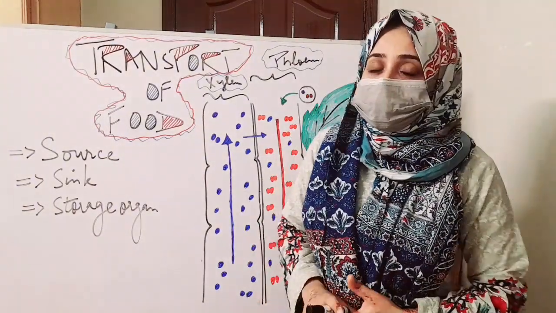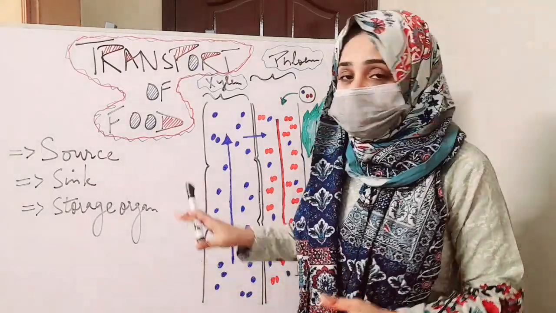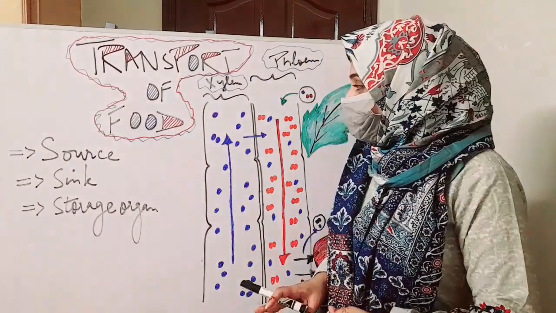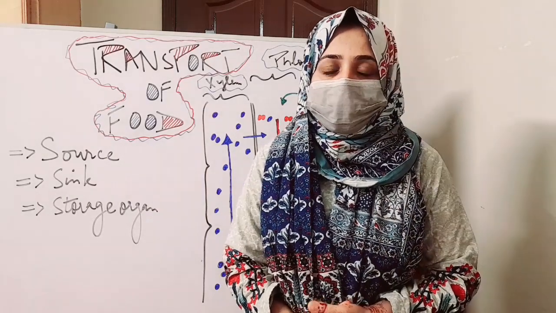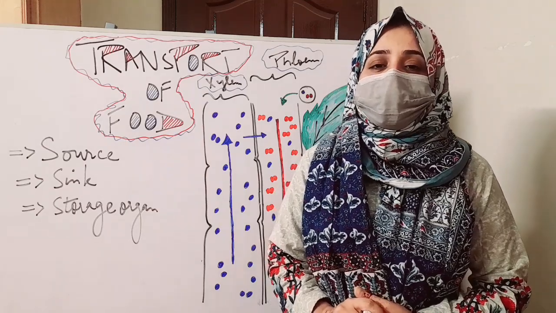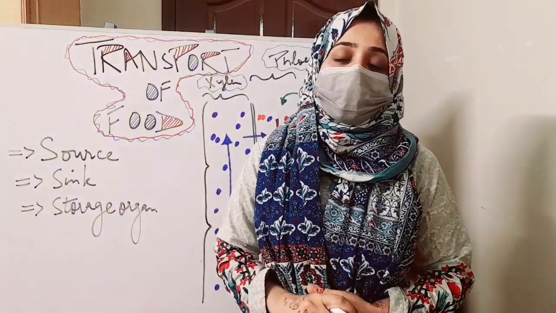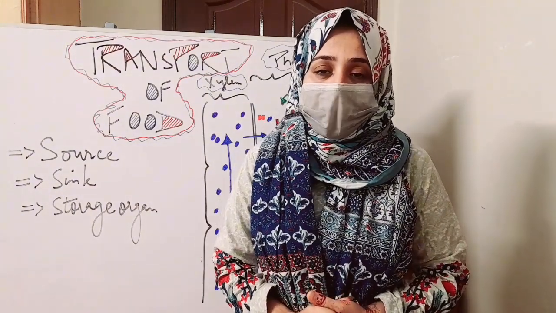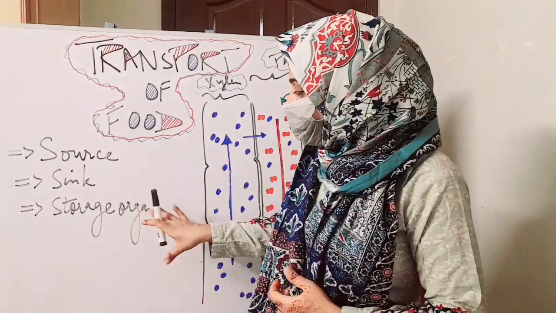So in order to understand this hypothesis or this mechanism, it's necessary to understand certain terms that are source, sink and storage organ. So let me start with the source. So source is that specific organ where photosynthesis takes place, or that is the exporting organ from which the food can be transported to the other parts. Source can be a mature leaf, as photosynthesis is carried out in leaves. As we know that the main photosynthetic organ is the leaf. Source can be a mature leaf or it can be a storage organ.